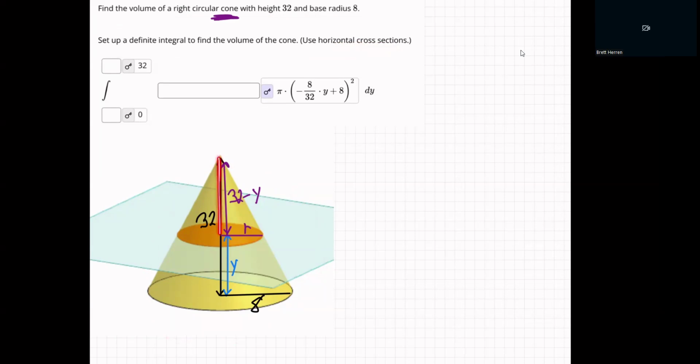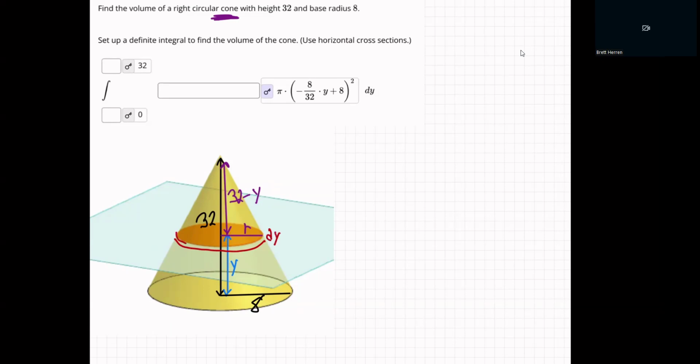And the overall height is 32. The base radius is 8. Y is how far up to an individual slice. Here we have a particular slice of thickness dy.